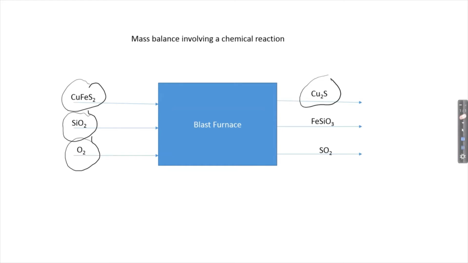The purpose of this blast furnace would be to remove the iron from the chalcopyrite. That iron then bonds with the silica, so you get this iron silicate, which would come off as slag. And typically you skim that off of the top of a melt. You also get SO2, which can be refined and used to produce sulfuric acid.